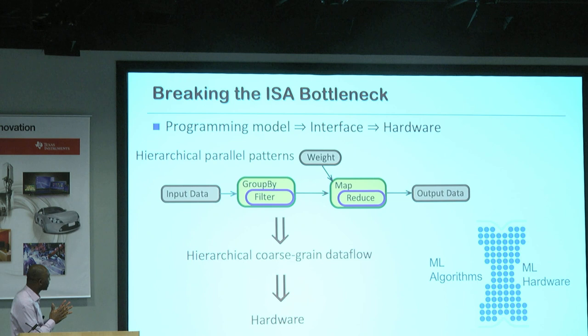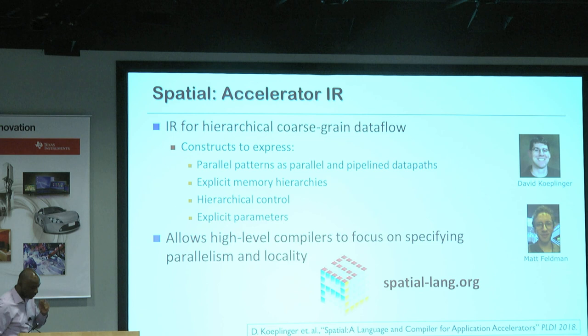And so this naturally leads to something that looks like hierarchical coarse-grained data flow, right? So we start with our hierarchical parallel patterns. What we get as an intermediate representation that we can express the computation to the hardware is something that looks like hierarchical coarse-grained data flow, and then we'll say more about what the hardware should look like given that. But let me say a few words about hierarchical coarse-grained data flow and how one might describe that, right?